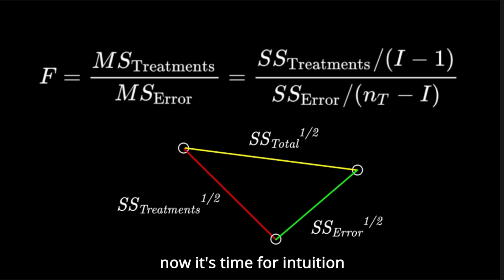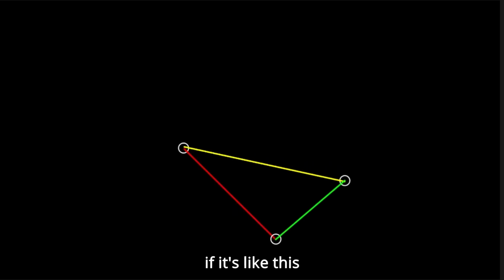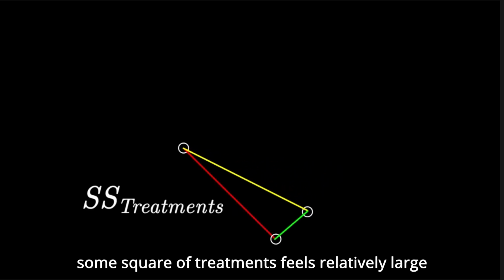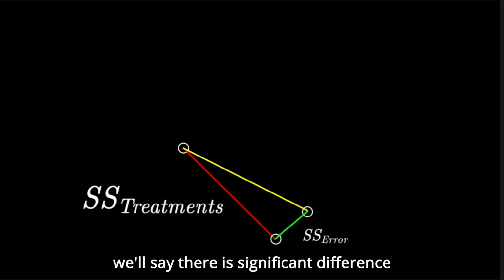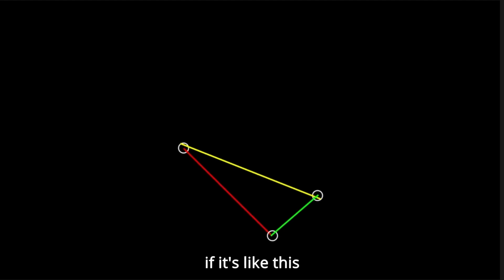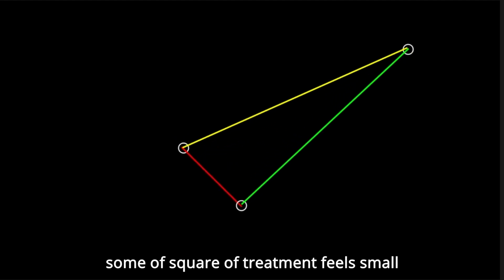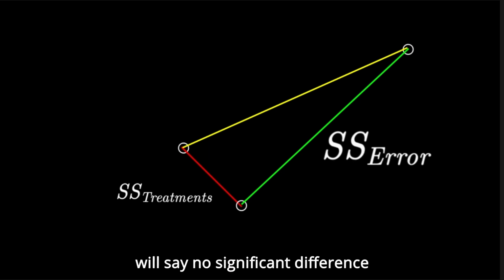Now it's time for intuition. If it's like this, the sum of square of treatments feels relatively large. We'll say there is significant difference. If it's like this, sum of square of treatments feels small. We'll say no significant difference. Hope it makes sense.